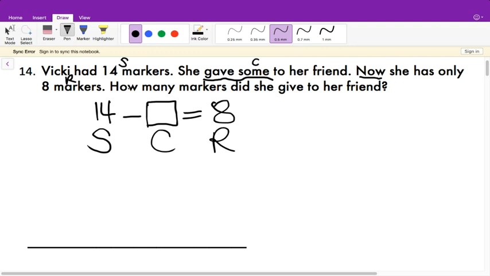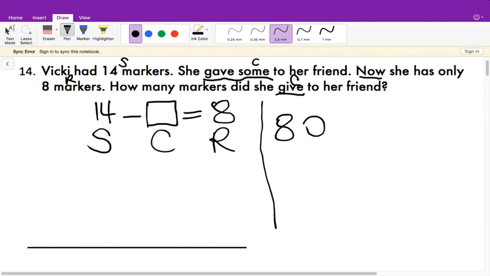Okay. And I can double check the question to make sure I've written this right. How many markers did she give to her friend? So give is an action word. So I know it's looking for the change. Okay. And that's where I have my box. Now I'm going to draw my picture to prove out my thinking, my answer. So I'm going to start from 8 and count up to 14, okay? 14 is our total or highest number since we're taking away and making it smaller at the end. So I need to count up to 14.